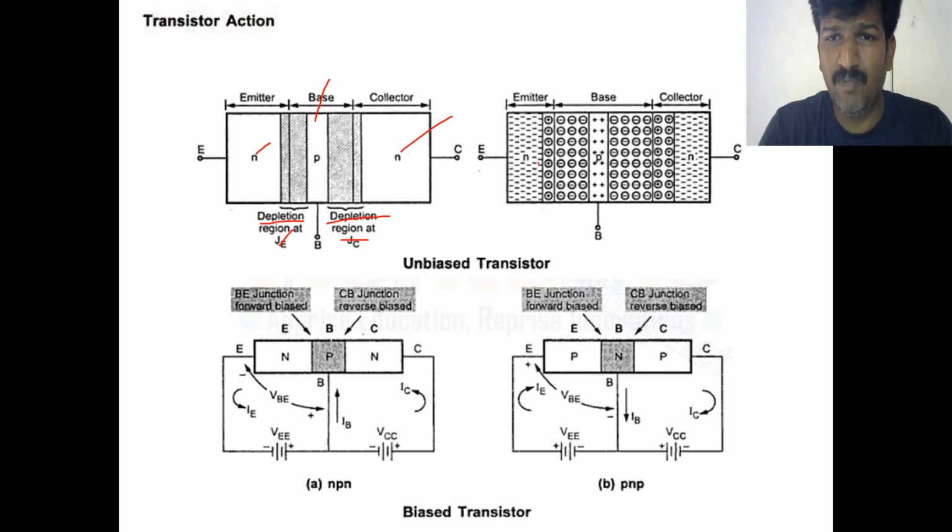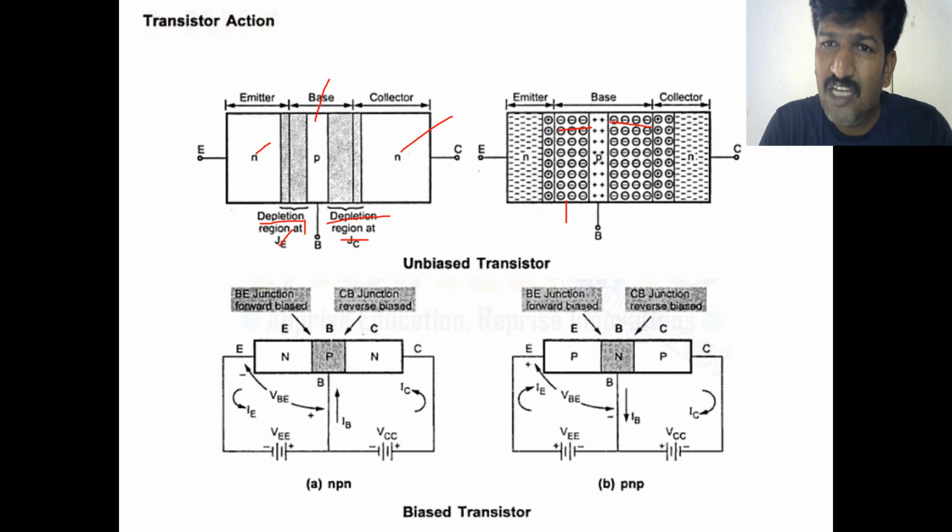Okay, one more point you should understand here. This depletion region is going to be spread more into the lightly doped material. Among emitter and collector, the emitter is doped very highly, the collector is doped moderately, but the base is doped very lightly. So the depletion region is going to be extended into the lower doping material. This is spreading into the base.